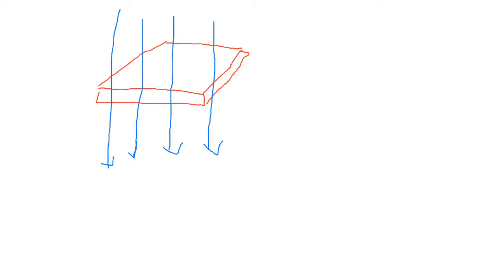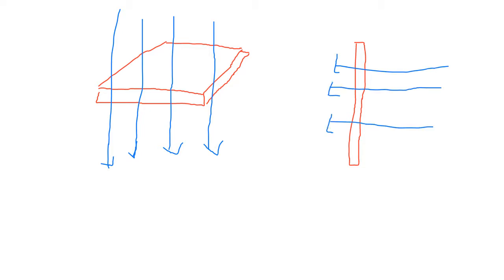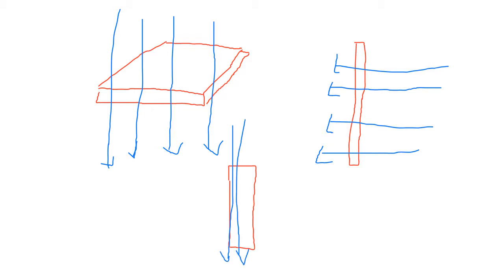So if we draw it the other way around, so let's say this is our object. If our flux lines are perpendicular to it, then our flux density will be higher. But if we have something like this, and it's parallel to it and not perpendicular, then the flux density will be less.